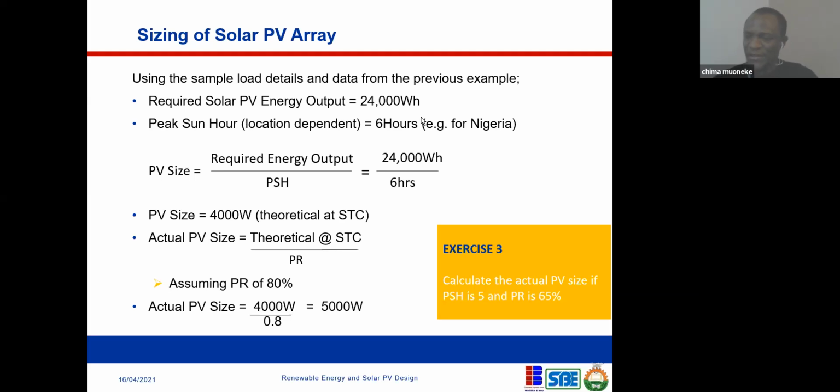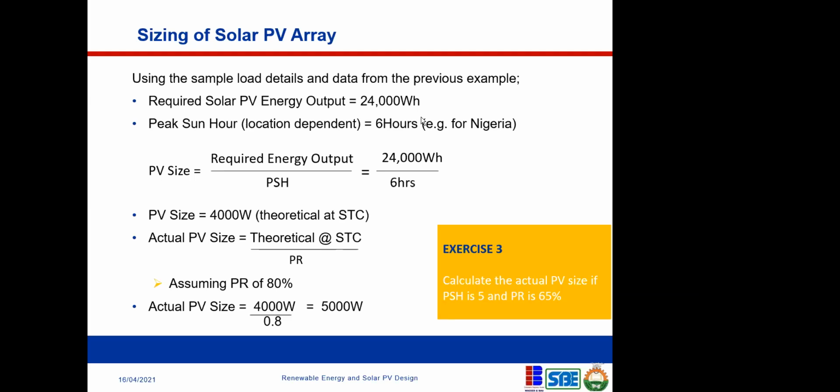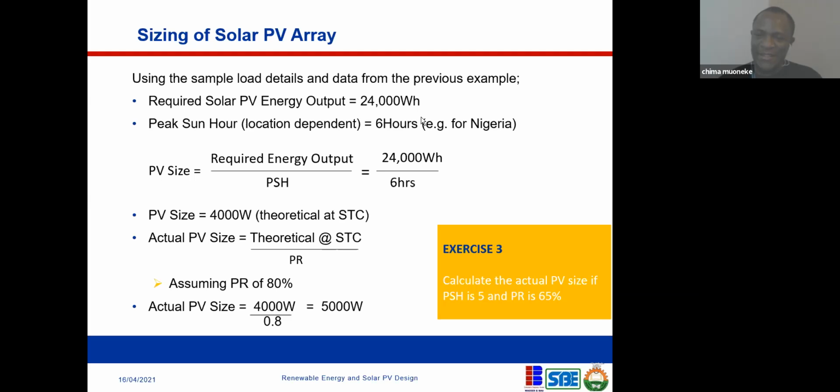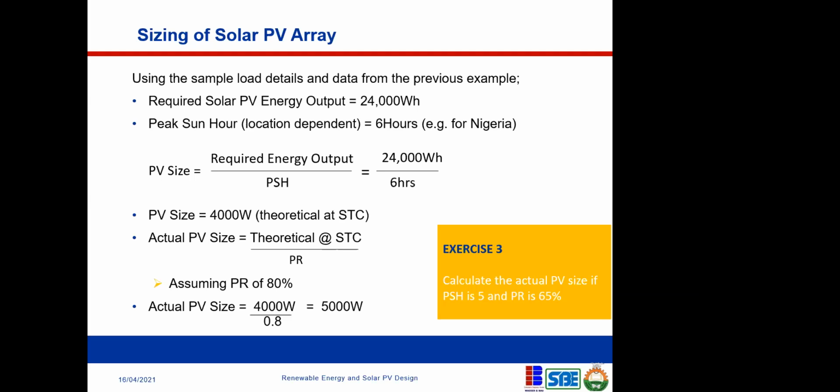If you have an answer, you can unmute yourself and then speak. Please, I didn't get the question. So the question is asking you to calculate the actual PV size for our example, assuming that the peak sun hour is now 5 instead of 6, and your performance ratio is now 65 instead of the 80% that we used. What would then be your PV size?